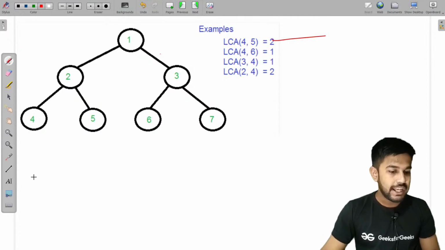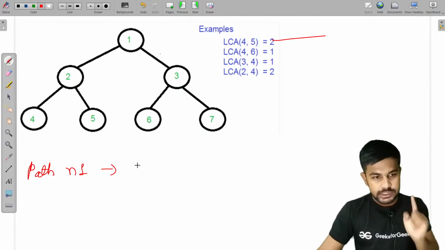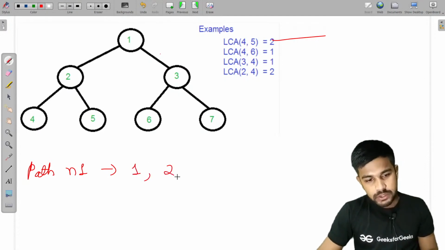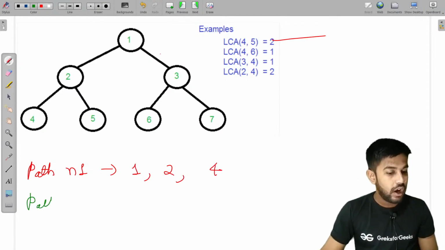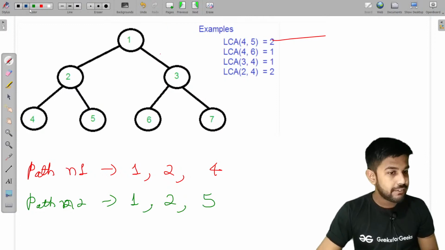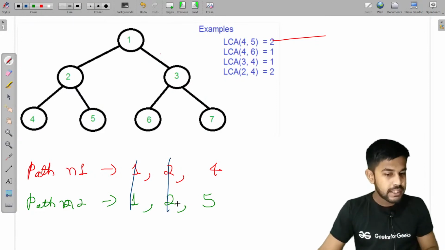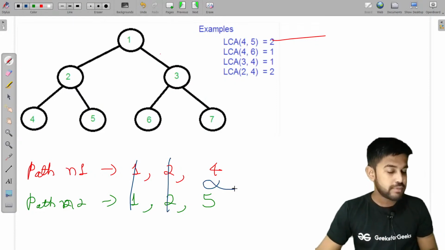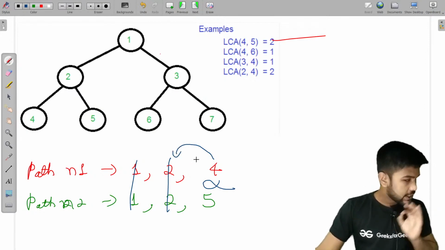So first, the path of n1 would look somewhat like this: 1, 2 and 4. We would store this in a vector. And the path of n2, that is 5, would look something like this: 1, 2 and 5. So we would first match these. This is matching, we move forward. This is matching, we move forward. This is not matching, so we would just report the previous one. Okay, so this is it.